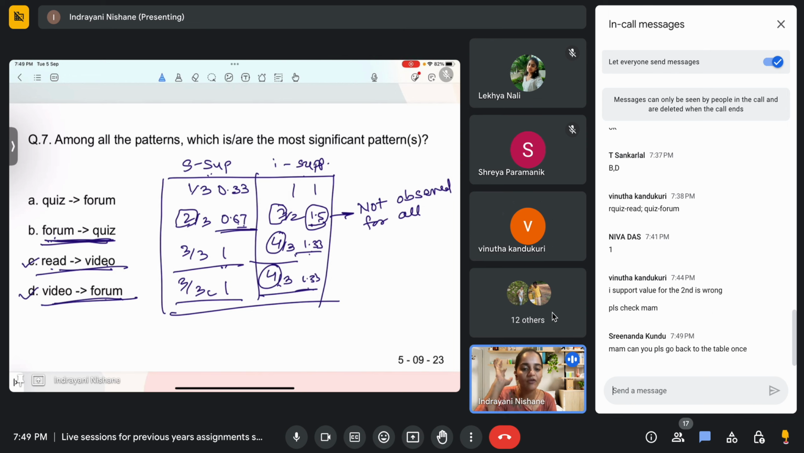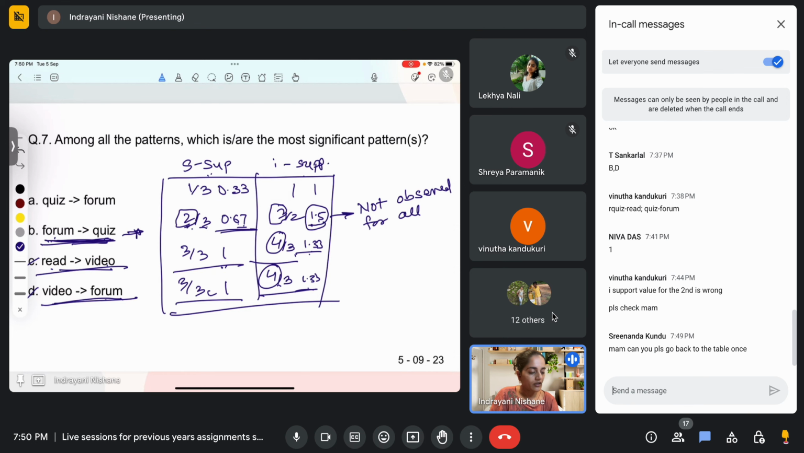If we think from a probability point of view, then out of three students, only two are doing this. So in future, it is possible that not all the students will perform this action. If we increase our n from 3 to 30, then almost 10 students will not be performing this forum to quiz action, whereas all 30 will be performing read to video and video to forum. So we can make our decision based on S support, and when S support is the same, we move on to I support to see which is the more significant pattern. Basic filtration will happen at S support, because S support tells us for how many students it is happening.